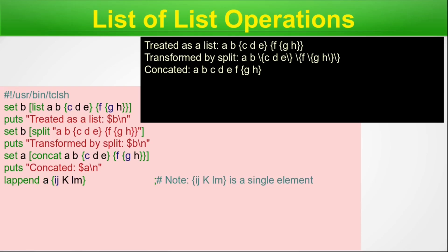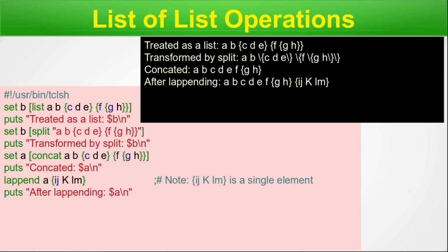So here we are using the append command, that is to append. What are we appending here? I, J, K, L and M. So this is a single element, and after appending it becomes like this. It becomes a third element. So to the flattened list we are adding another element by the append.